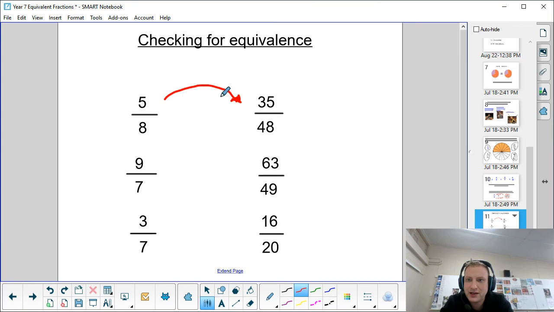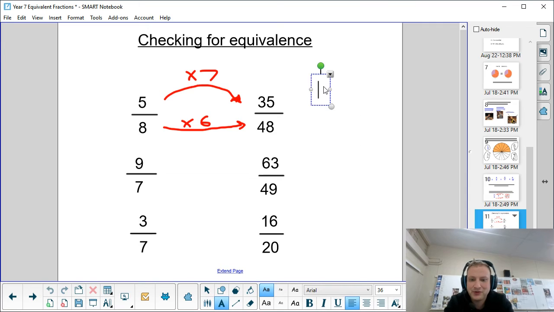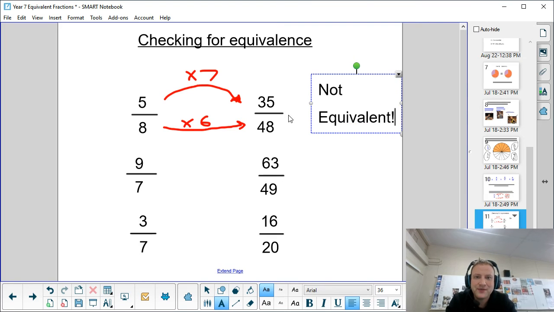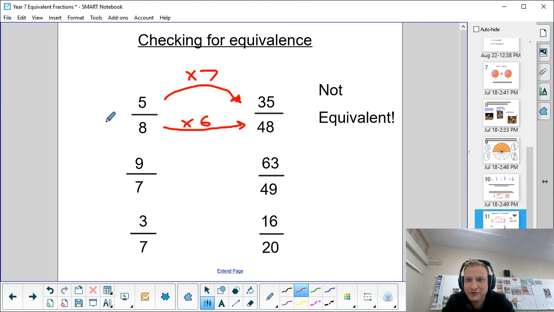So if we're looking at this example here, 5 into 35, we refer to our times tables. We know that 5 times 7 makes 35. Then I check the denominator of this fraction, 8 into 48, and in my times tables I know that 8 times 6 is 48. So the top of this fraction is being multiplied by a different number than the bottom of this one. So if this was the question we were being asked, we would have to say that these two fractions are not equivalent. They're not the same as each other. They're not equal at all.